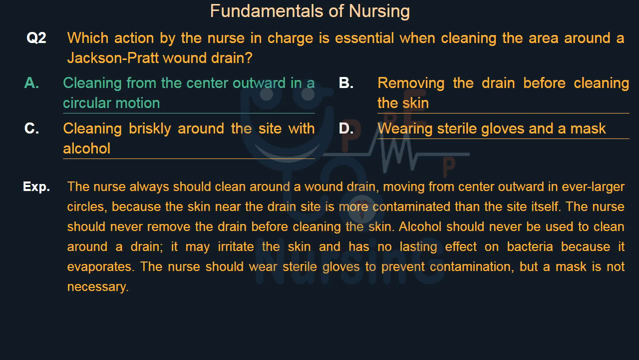The nurse always should clean around a wound drain, moving from center outward in ever larger circles, because the skin near the drain site is more contaminated than the site itself. The nurse should never remove the drain before cleaning the skin. Alcohol should never be used to clean around a drain. It may irritate the skin and has no lasting effect on bacteria because it evaporates. The nurse should wear sterile gloves to prevent contamination, but a mask is not necessary.